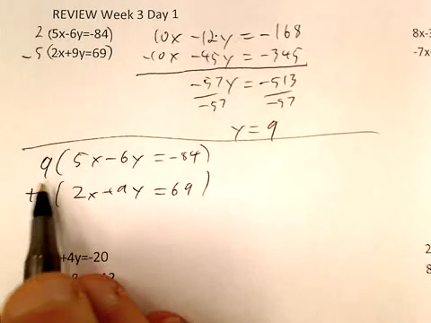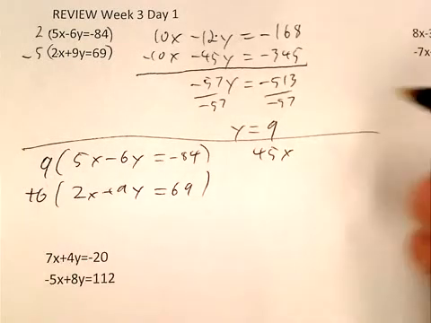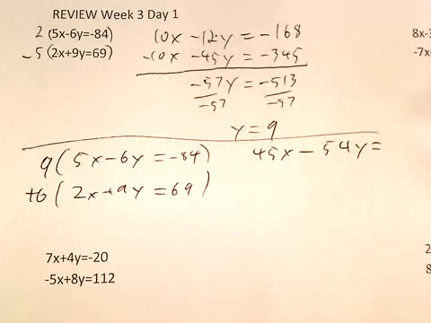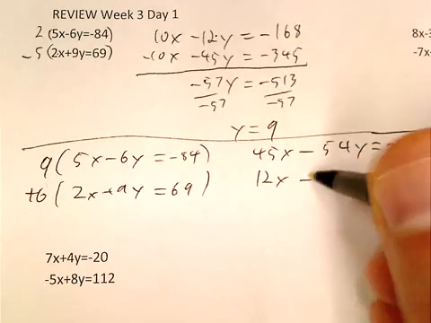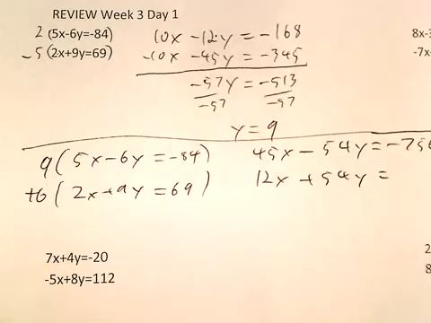Okay, let's go ahead and multiply through. 9 times 5 is 45. 9 times negative 6 is negative 54y. 9 times negative 84, and I'm using my calculator here, negative 756. Okay, multiply everything by 6. It's going to be 12x plus 54y equals 6 times 69, 414.